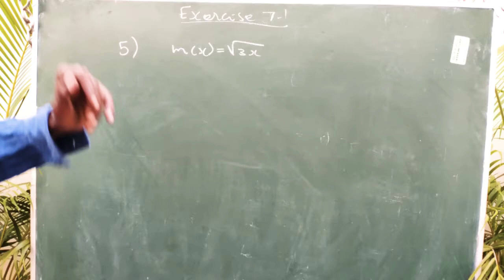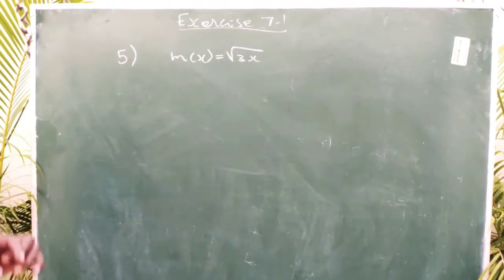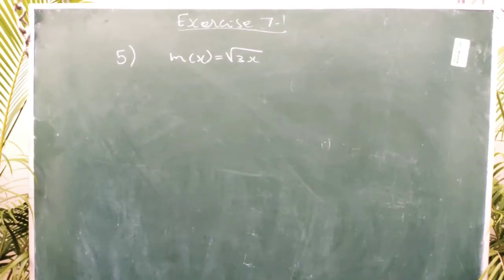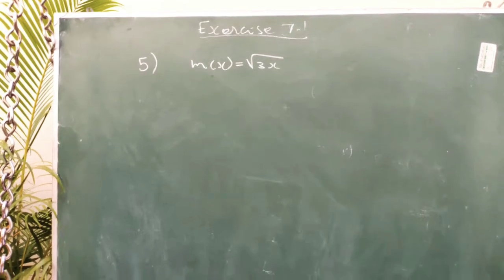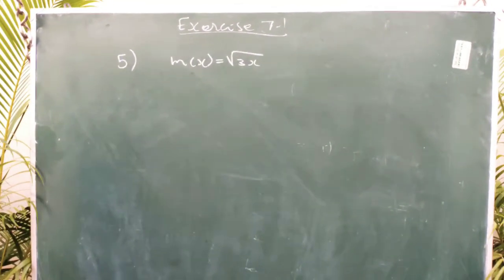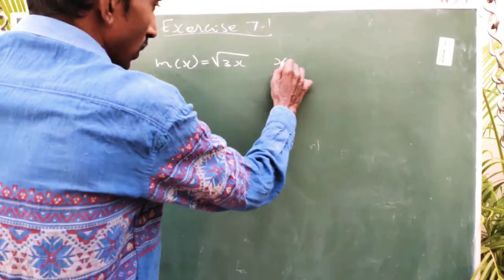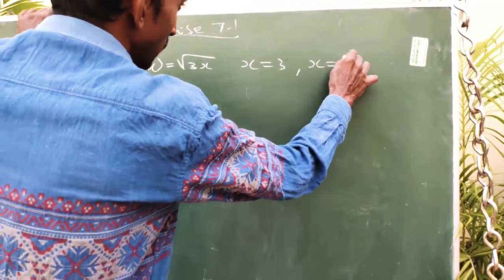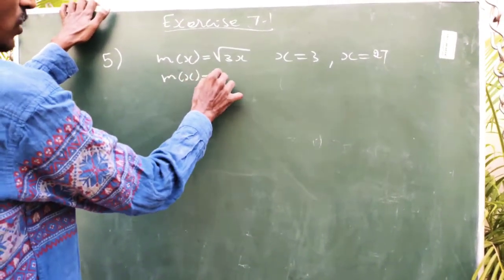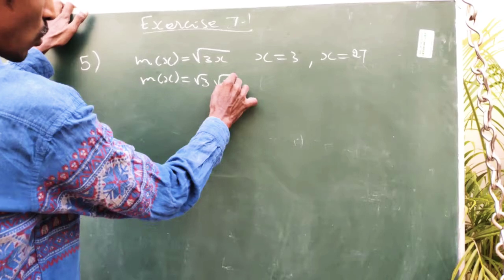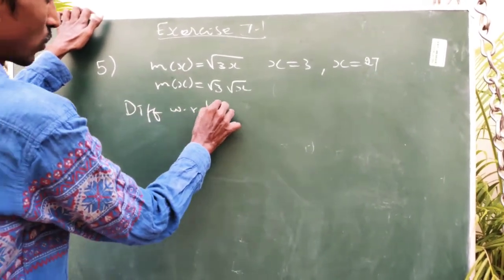Question number 5 in exercise 7.1. If the mass m of x in kilograms of a thin rod of length x in meters is given by m of x equals root of 3x, then what is the rate of change of the mass with respect to the length when x equals 3 and x equals 27? Again, it is a very simple problem. So m of x can be written as root 3 into root x. Again, differentiating with respect to x.